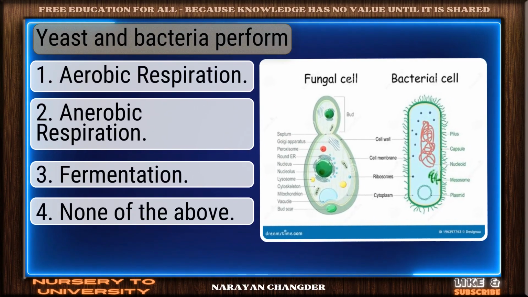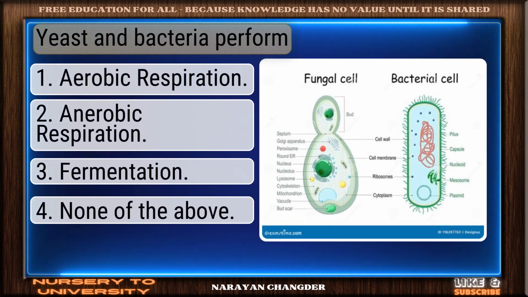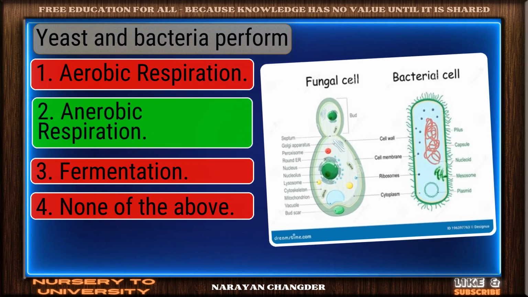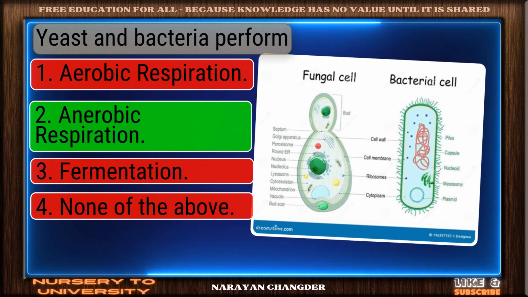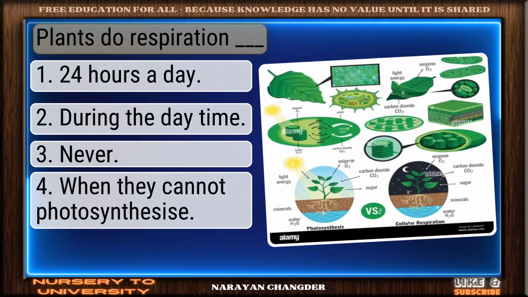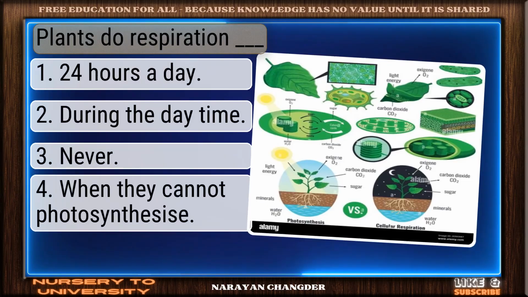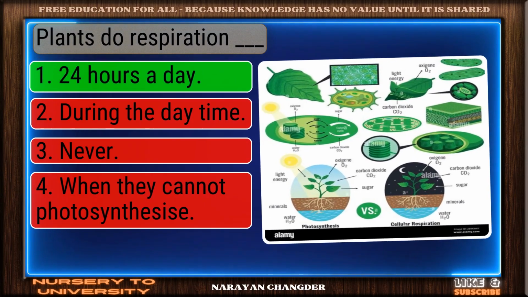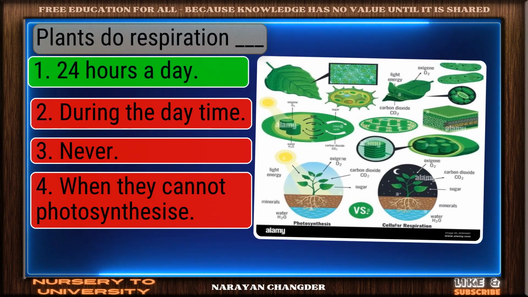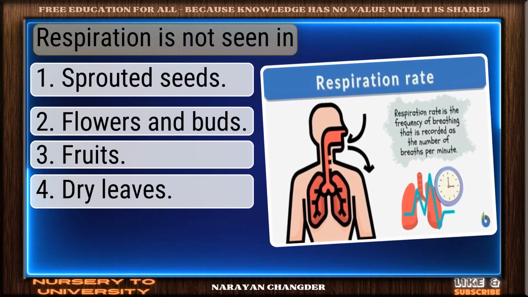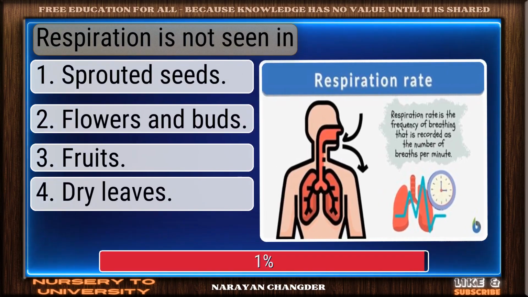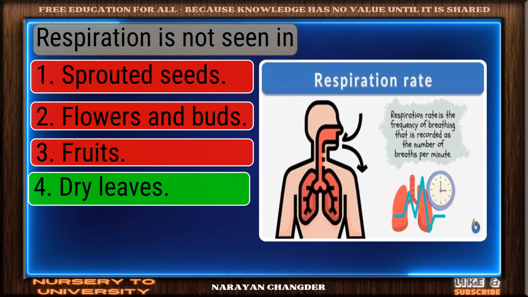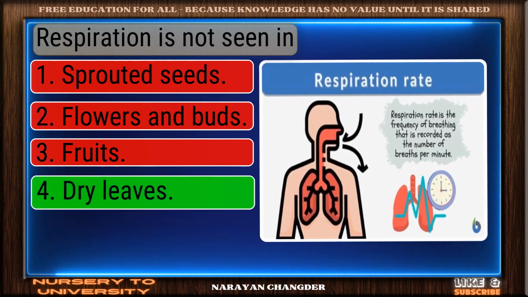Question number 250. Yeast and bacteria perform. Right again. Anaerobic respiration is a valid answer. Question number 251. Plants do respiration dash. Nice work. You chose 24 hours a day, and it is correct. Question number 252. Respiration is not seen in. Strong choice. Dry leaves is the right answer.